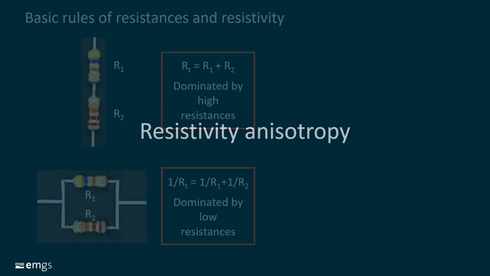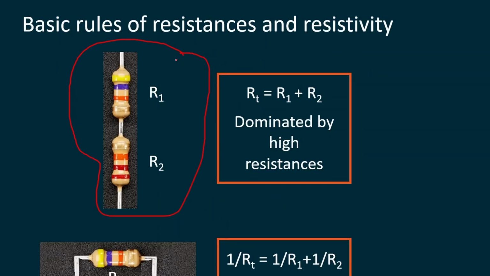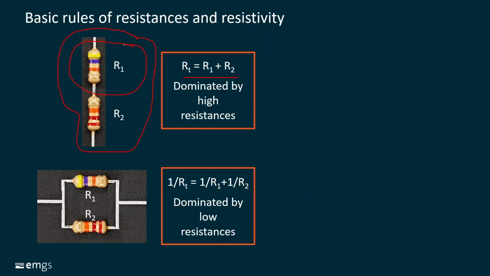Now let's move to resistivity anisotropy. So if we go back to our high school physics and electric circuits, if you have resistances in series, such as these ones out here, and you wanted to find the total resistance, you had to sum them up. This is of course dominated by high resistances, because any current flowing through this system must flow through all the resistances, and if one of them is very strong, then that means the total resistance has to be very high.